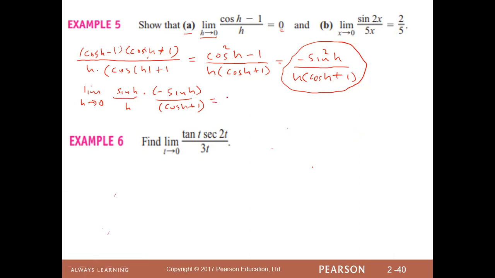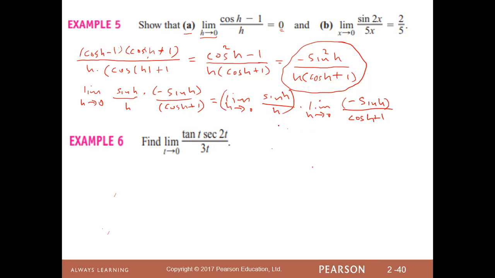So this will be equal to limit as h goes to 0 of sine of h divided by h, right? Multiplied by limit as h goes to 0 of what? Minus sine. Minus sine. Excellent. Divided by cosine h plus 1. Very good. Okay, what is the limit of the left-hand side?